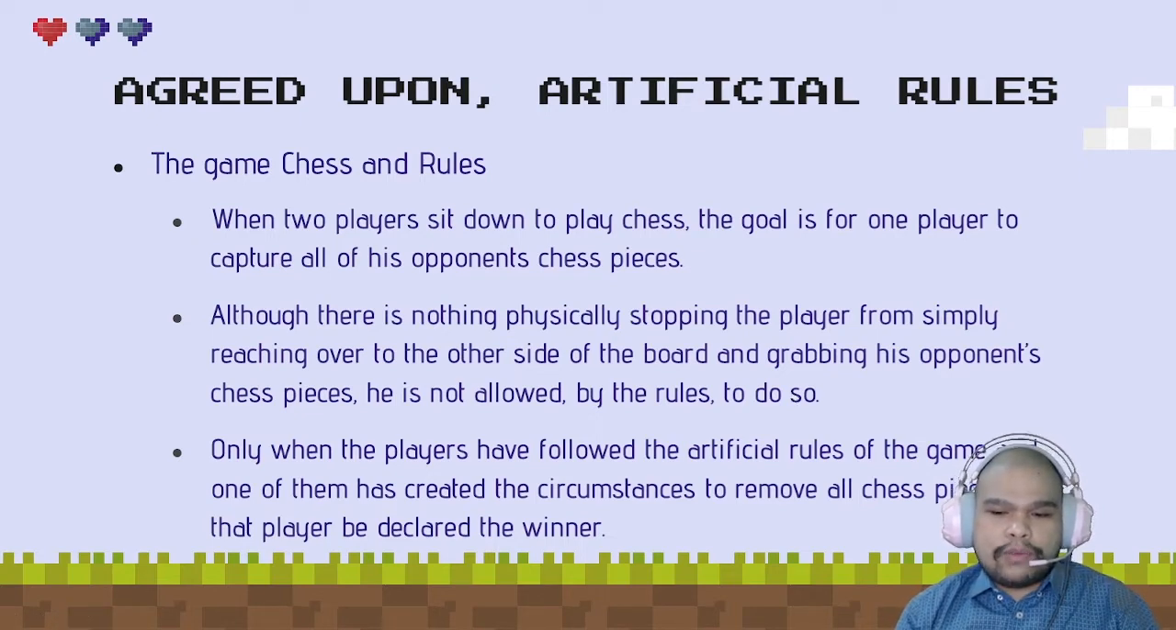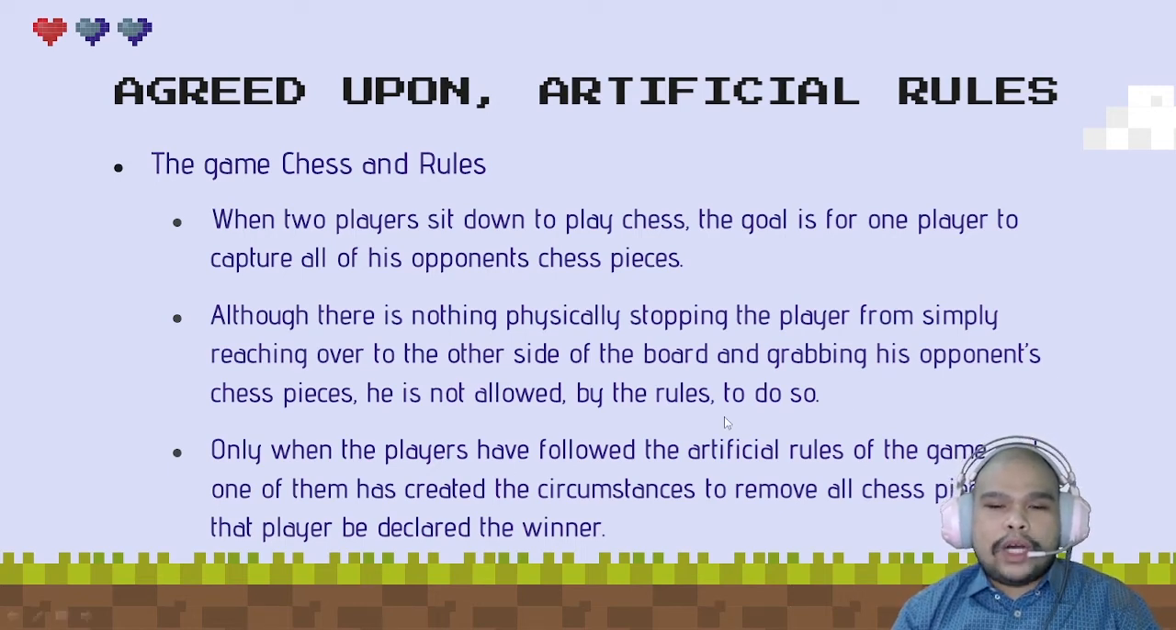Okay? So let's say for example, we start grabbing the chess pieces of your opponent without following the exact rules, then the game is already forfeited. Because one of the parties, or one of the participants, did not follow the rules. Again, the game is now forfeited.